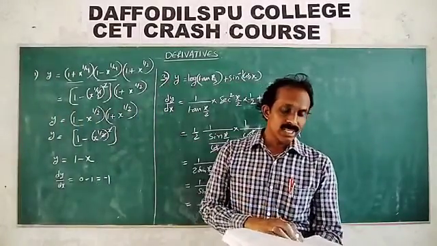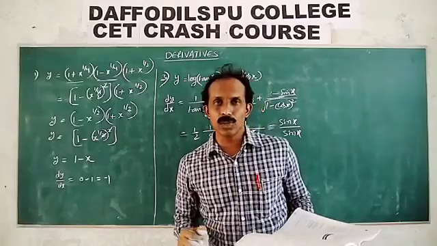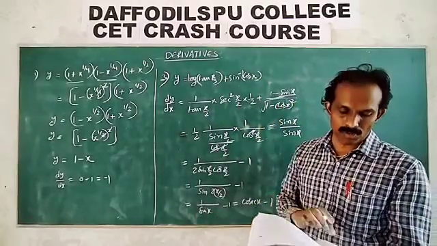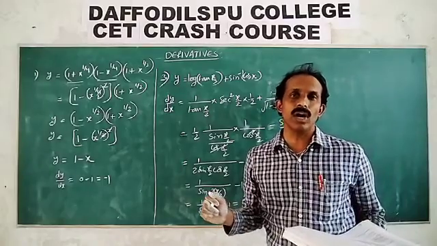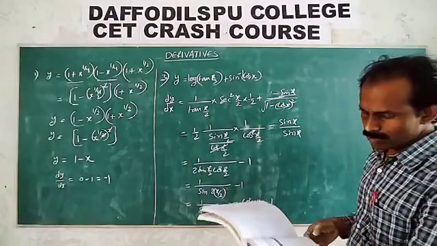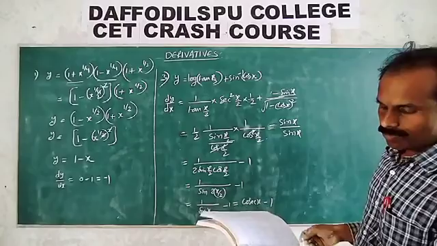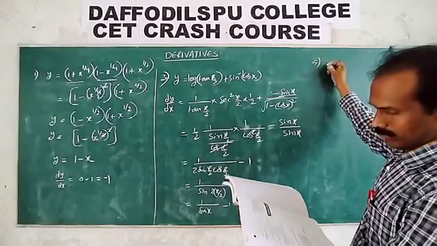Fourth we will try. That is x power 6. n into x to the power of n minus 1 formula: 6 into x to the power of 5. And a power x formula: 6 power x into log 6. Direct answer, third option.